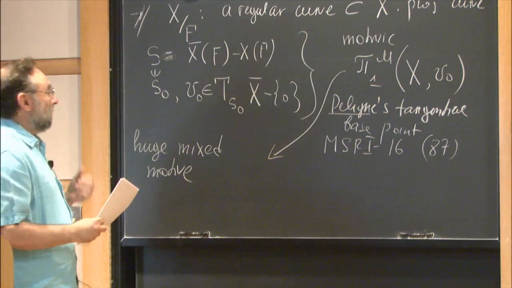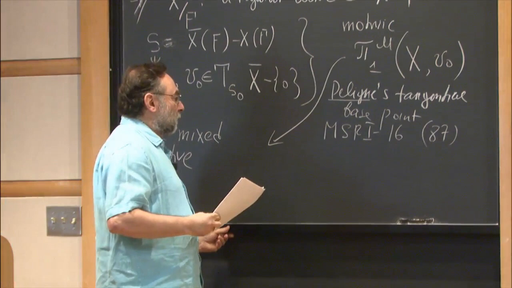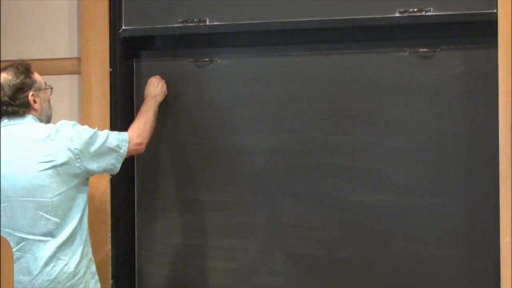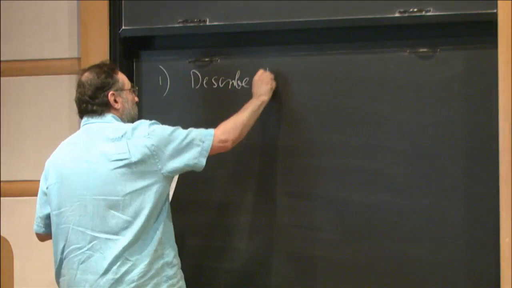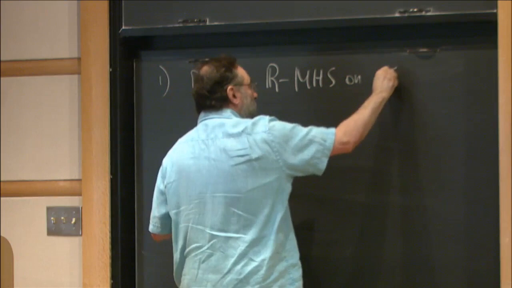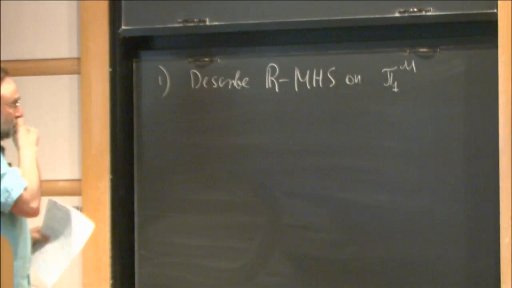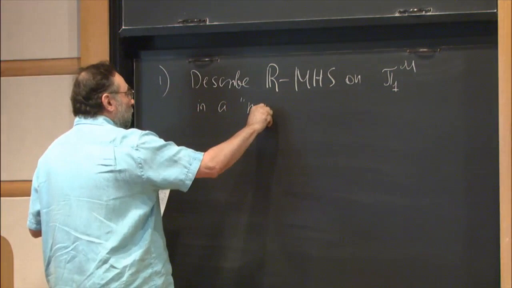And now, why do we want to do this? First of all, we want to do two things about this. First of all, I wanted to describe a real mixed Hodge structure on this pi 1 M. In a situation where it makes sense, like when F is embedded into complex numbers, in a given way. Why and what I mean by this, I'll say in a second.